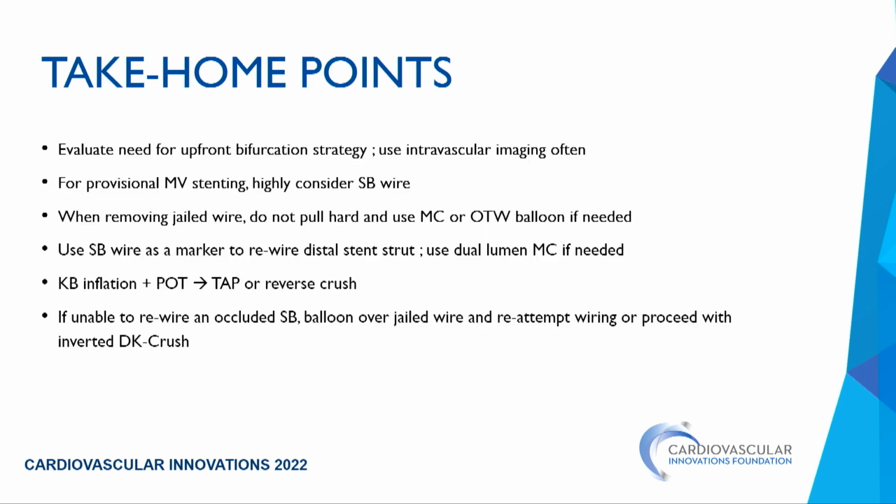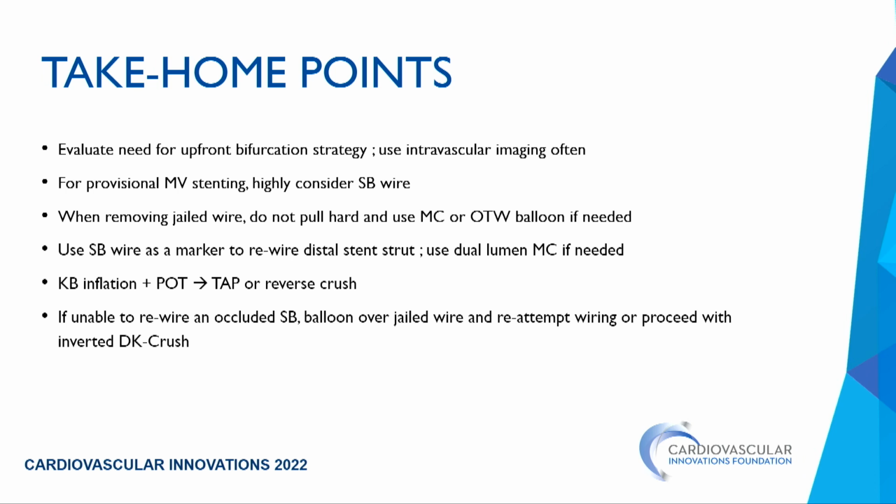So the take-home points, I think, would be: evaluate the need, obviously, for an upfront bifurcation strategy. Use imaging often to determine whether or not the side branch needs to be protected. For provisional main vessel stenting, highly consider a side branch wire. You can always take it out. When removing a JL wire, however, do not pull hard. Use a microcatheter over the wire or balloon if needed.